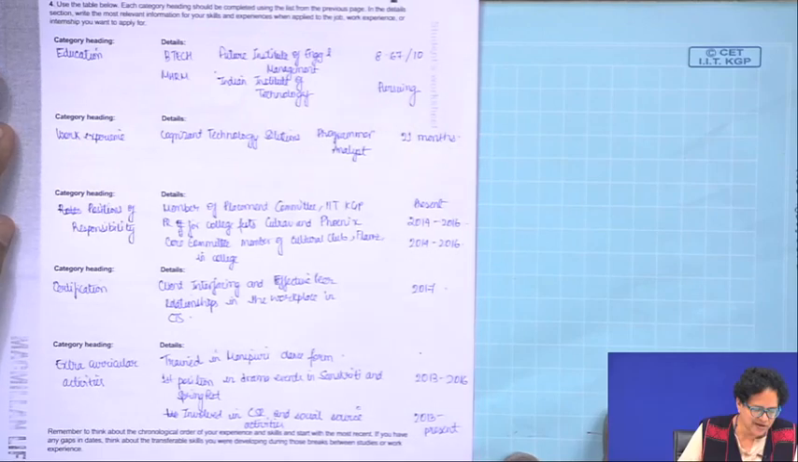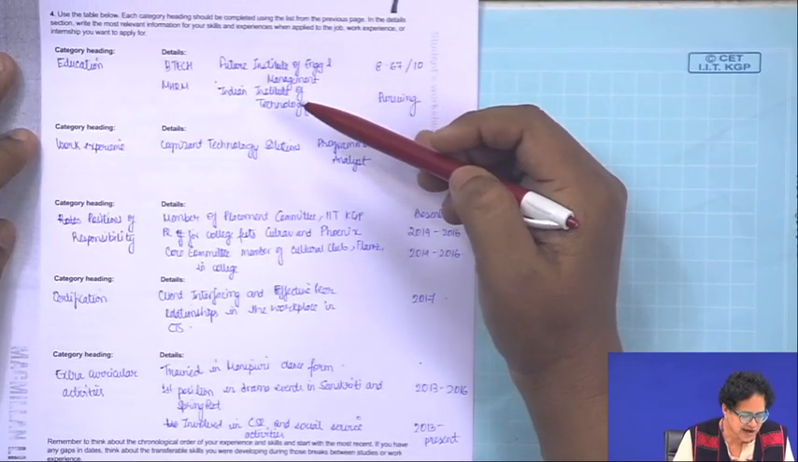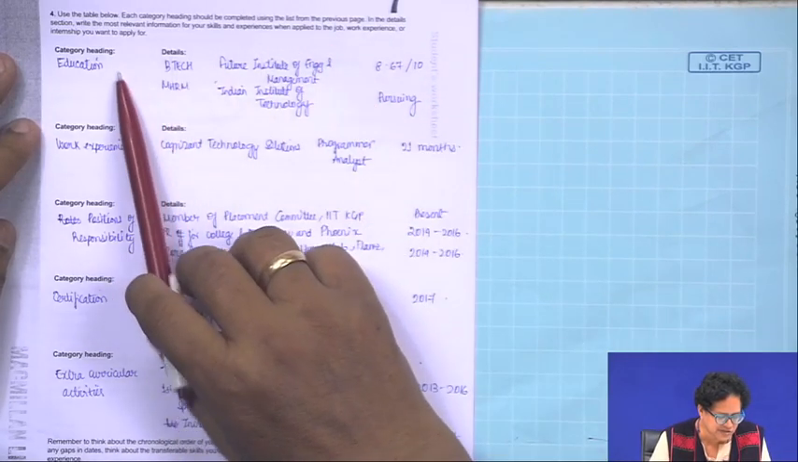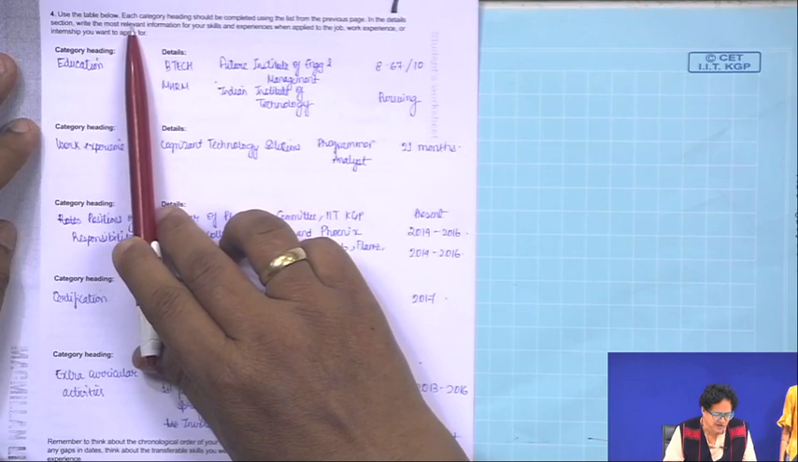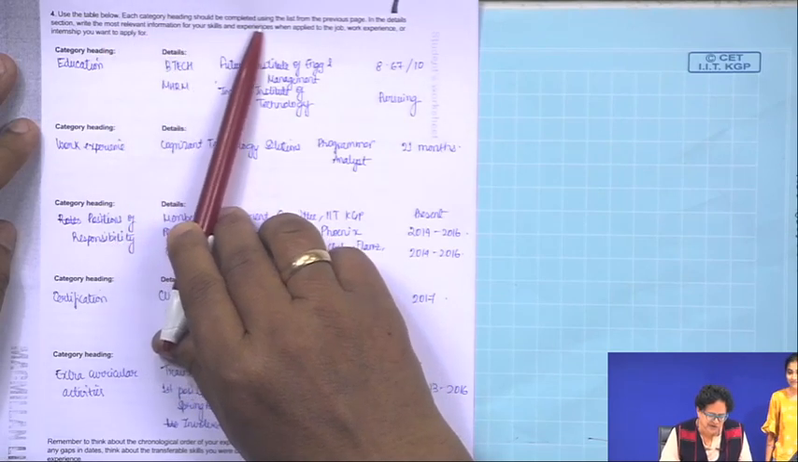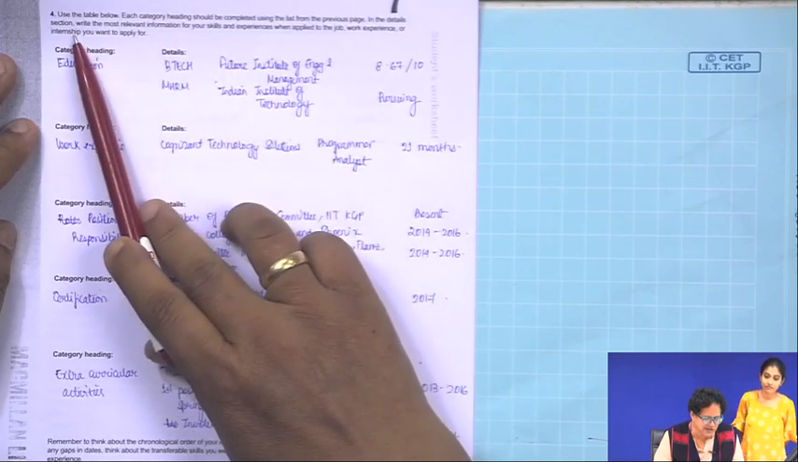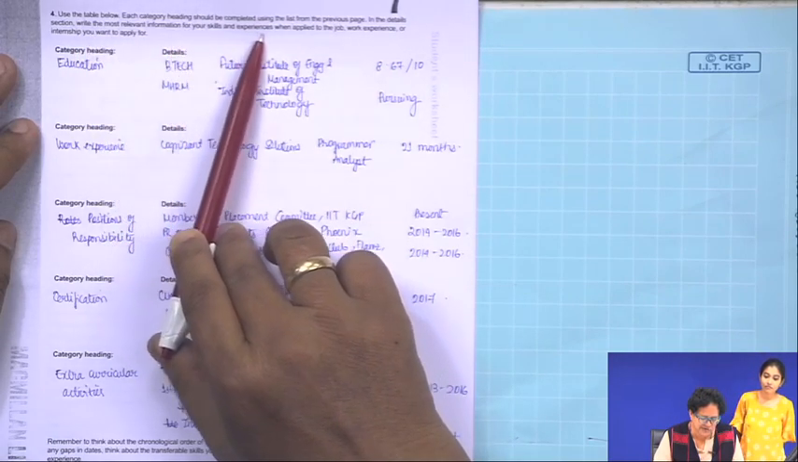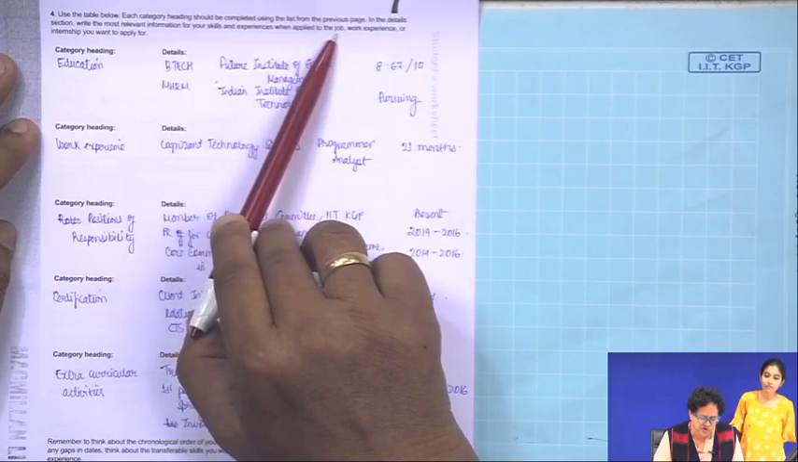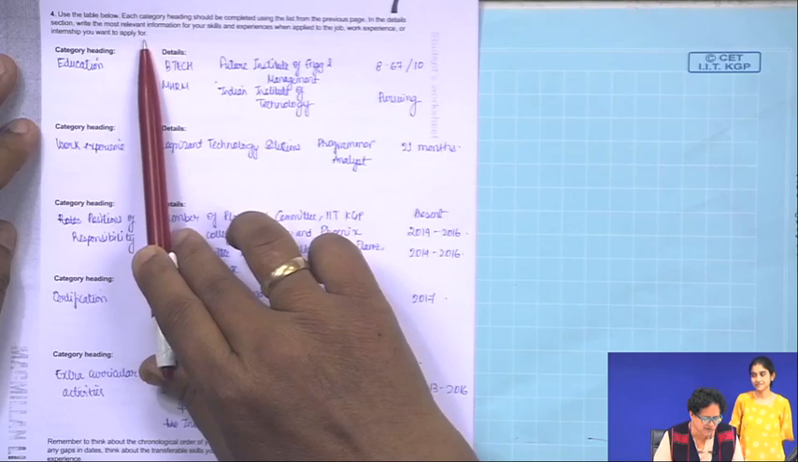So, maybe we could go to question 4 while Ritika comes. This segment of the activity says: use the table below. Each category heading should be completed using the list from the previous page. In the details section, write the most relevant information for your skills and experiences when applied to the job, work-ex or internship you want to apply for.